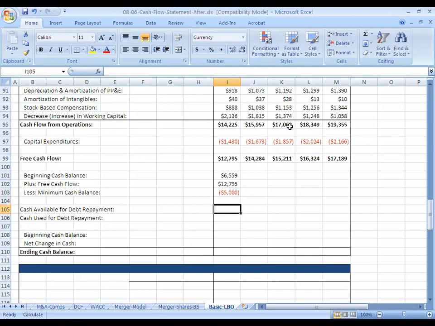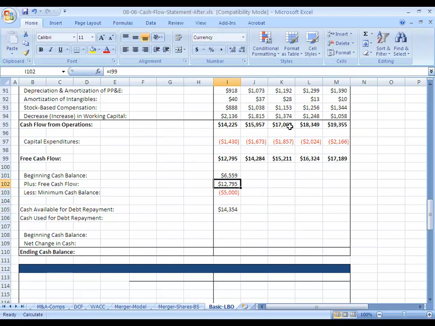So now this tells us the cash available for debt repayment. So we're going to take our beginning cash balance, that's how much we're starting with. We're going to add how much we're generating, and then we're going to subtract our minimum cash balance right here. So this is how much is actually available for debt repayment.